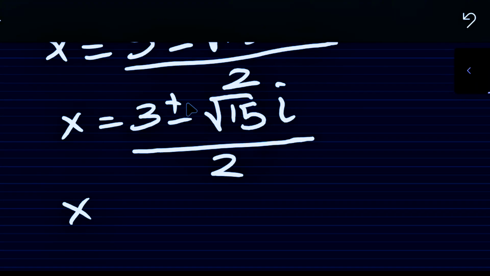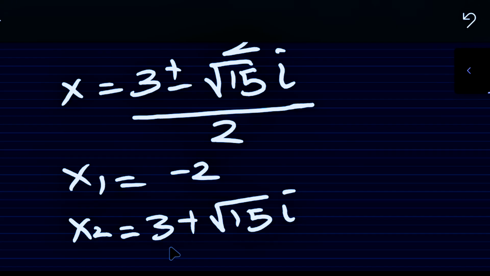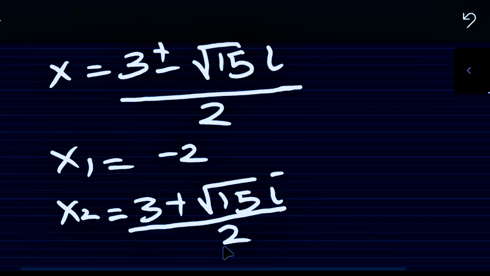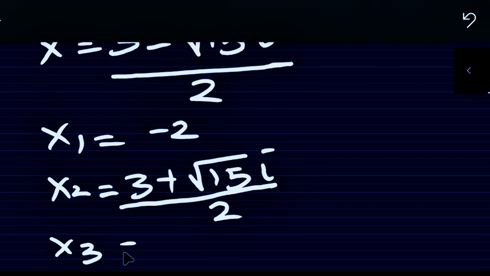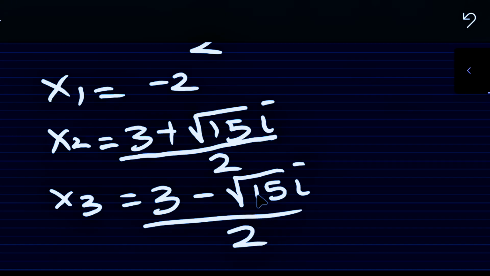So we have gotten two values of x from this side. Now we can write out all the values of x that we had. x1 will be minus 2, then x2 will be equal to 3 plus square root of 15 i, divided by 2. And x3 equals 3 minus square root of 15 i, divided by 2. But x2 and x3 are imaginary numbers. They are complex numbers, because of these imaginary numbers here.